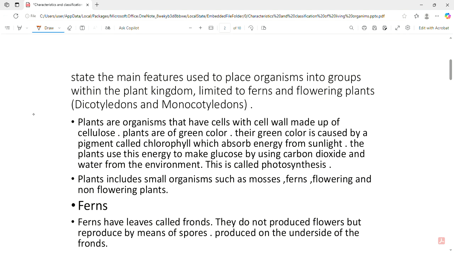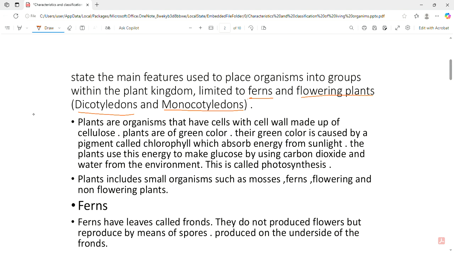State the main feature used to place organisms into groups within the plant kingdom, limited to ferns, flowering plants. Flowering plants you have dicotyledons and monocotyledons.